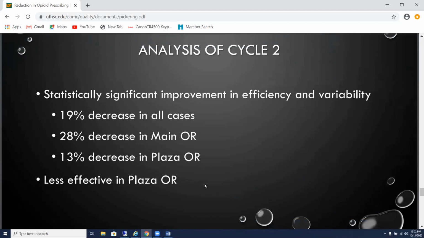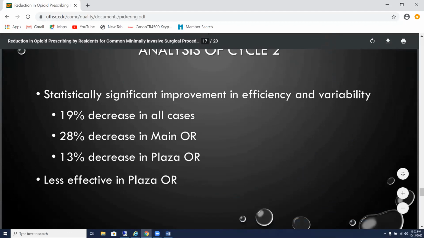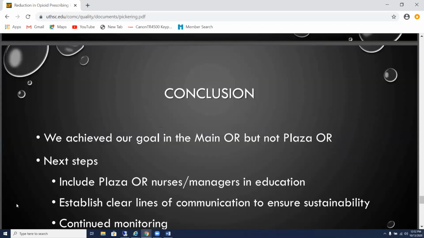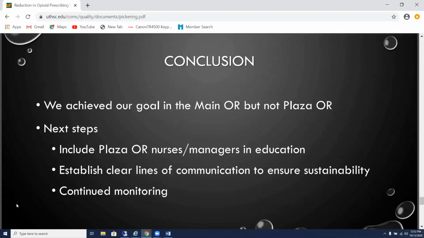So analysis of cycle 2, as I said, we had a 19% decrease in all cases, which met our goal of a 15% decrease. We had an even more improvement in the efficiency in the main OR, which was 28%, and a 13% decrease in the Plaza OR. Next slide. So our conclusion, we achieved our goal in the main OR, but not the Plaza OR. We did achieve our goal overall.